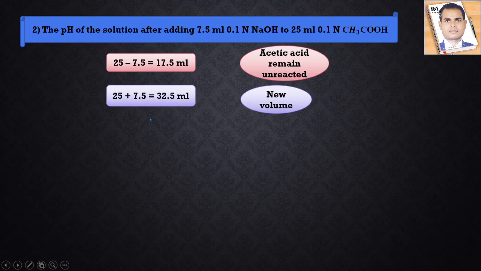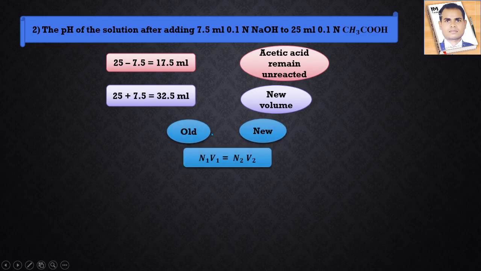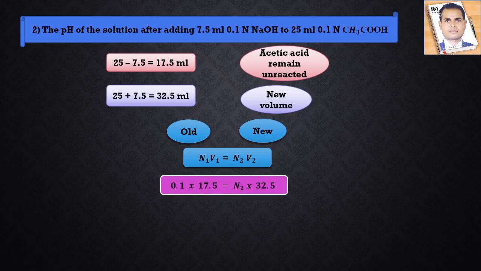And what will be the new volume after adding that much solution? 25 ml plus 7.5 ml of NaOH, so the total volume is 32.5 ml. That will be the new volume. We know the formula N1V1 equals N2V2, where N1V1 is for the old and N2V2 is for the new. So we arrange it this way and put in these values.